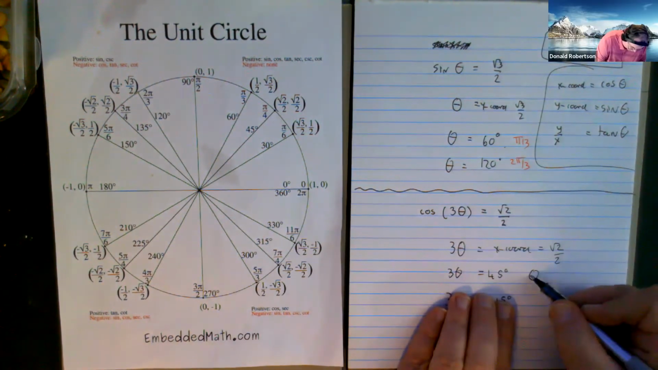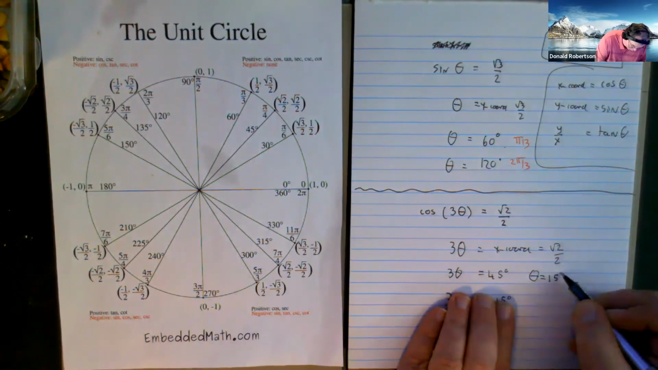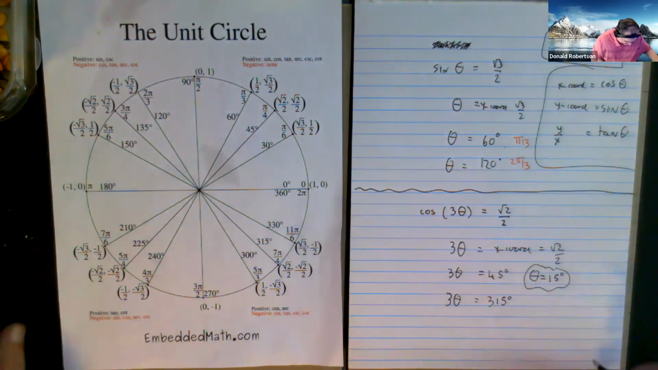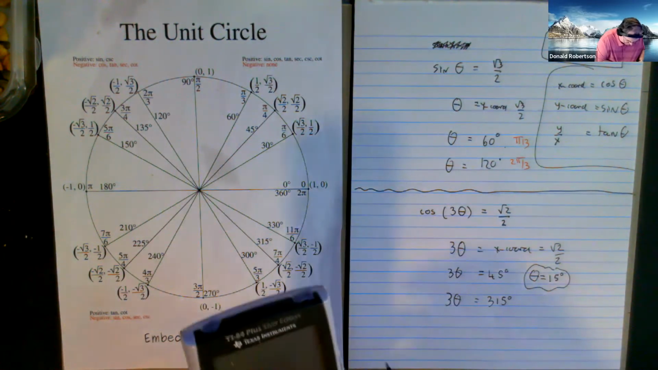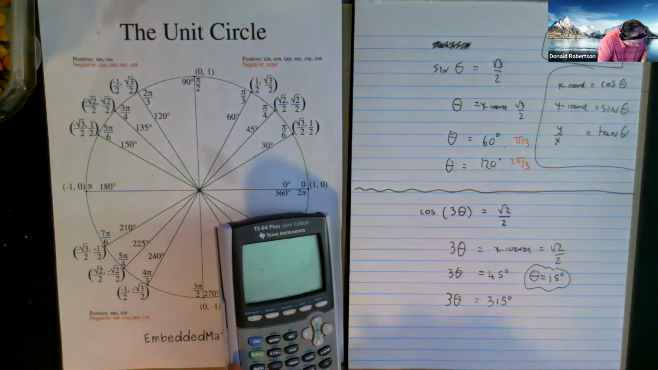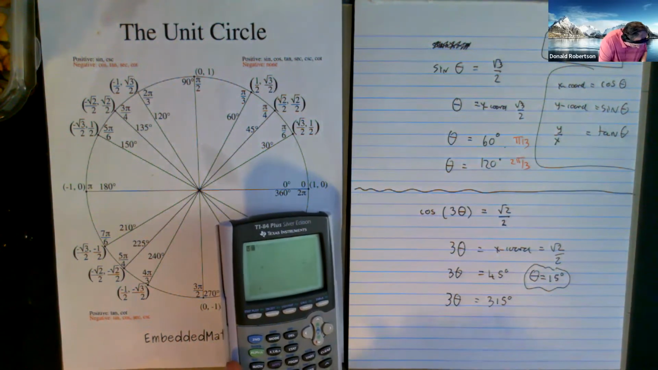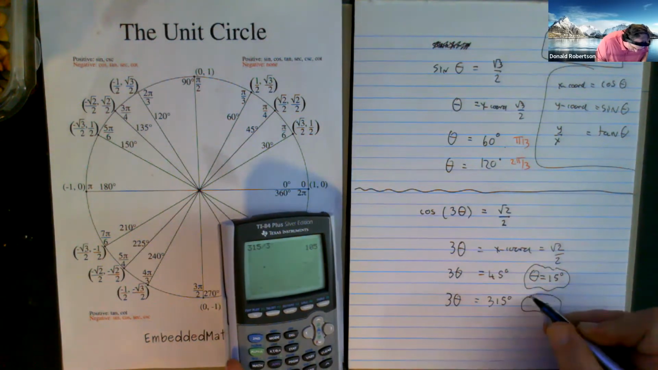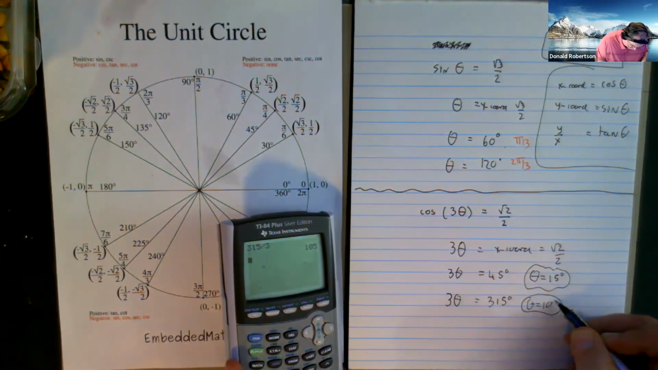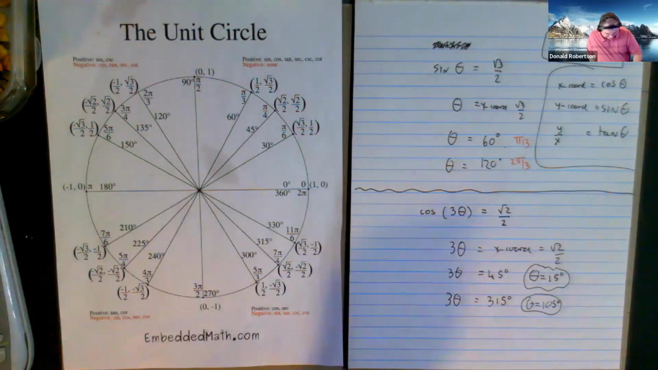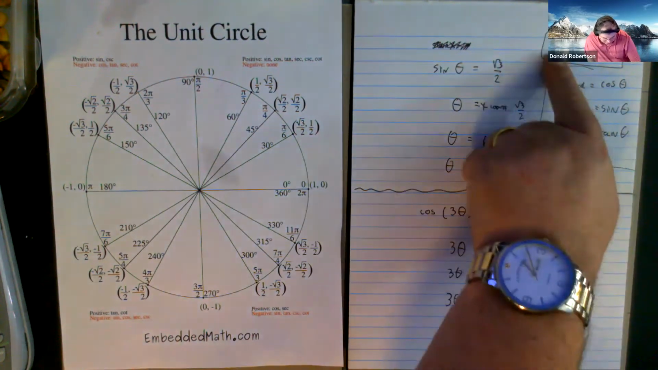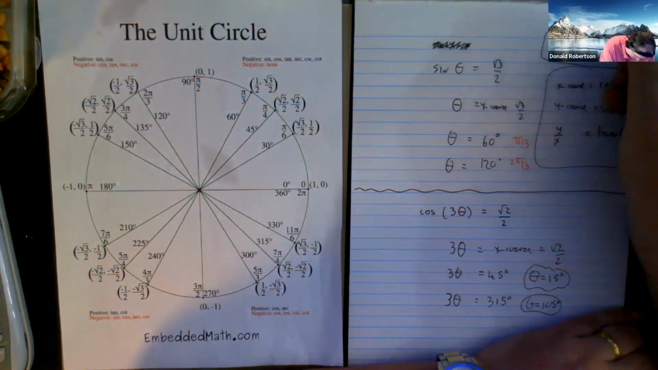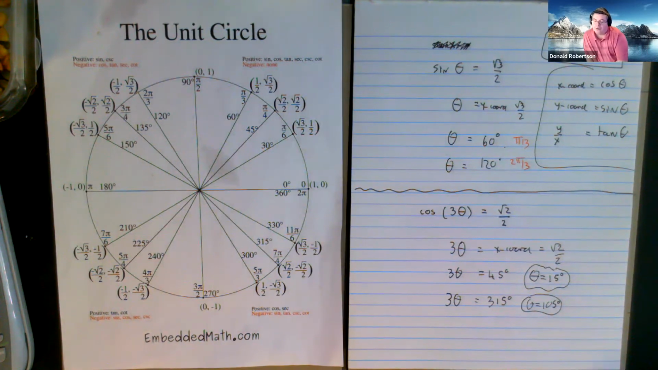So if you divide both sides by 3, we get one of my solutions. And if you take this 315 and you divide it by 3, you get the answer 105 degrees. Now, do you notice that these two answers are in the range 0 to 360? But they are not the only answers.